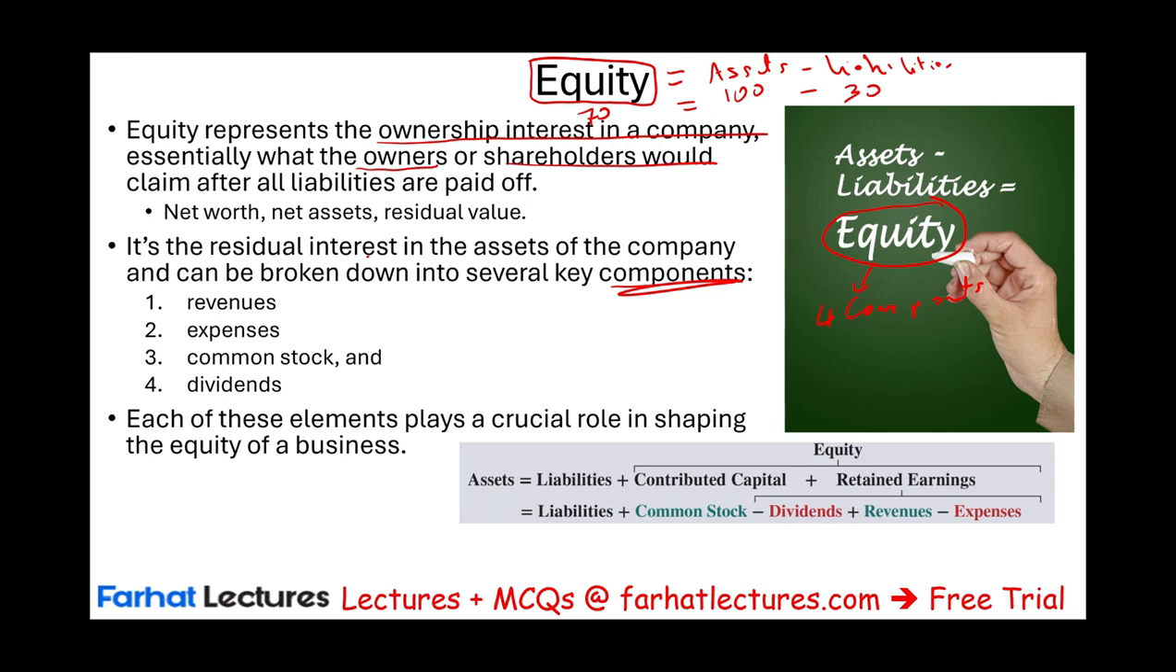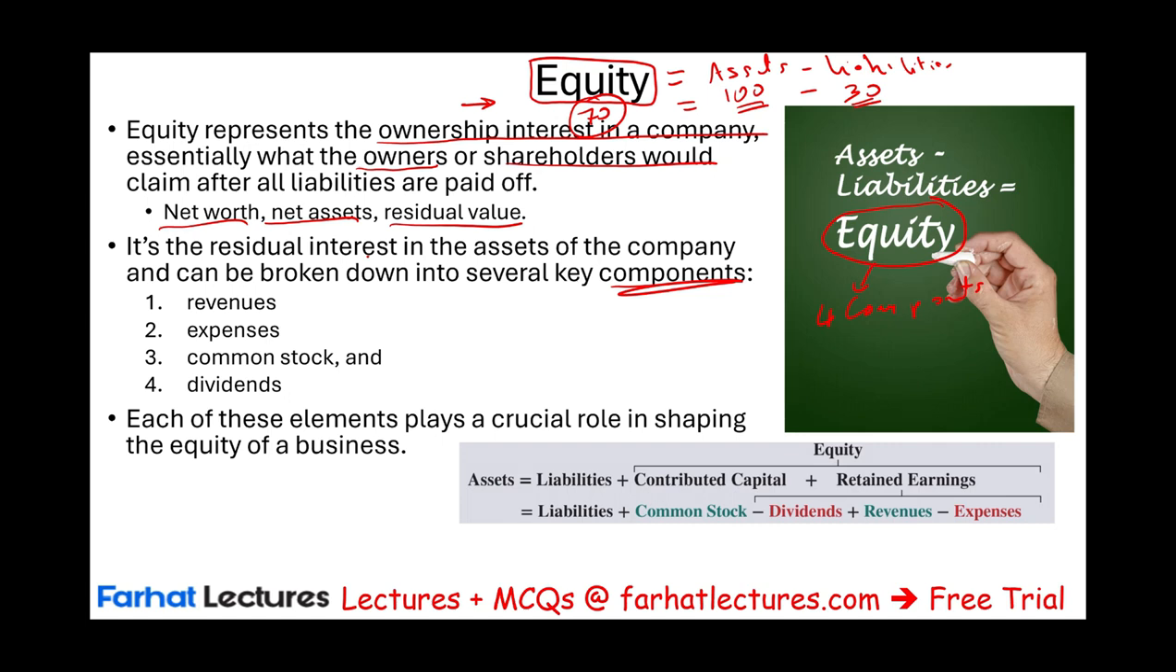So I'm going to keep working with this example. We have assets of 100, liabilities of 30. Since we know the definition of an asset and the definition of a liability, equity is 70. If I want to increase the worth of this company, if I want to increase the residual value, the net asset, the net worth, the equity of this company, what would I do? How can a company increase its value?